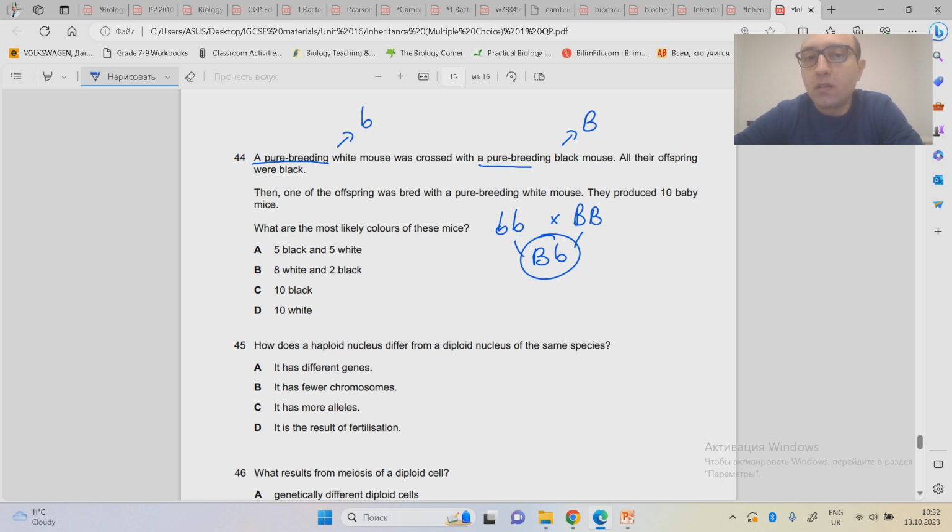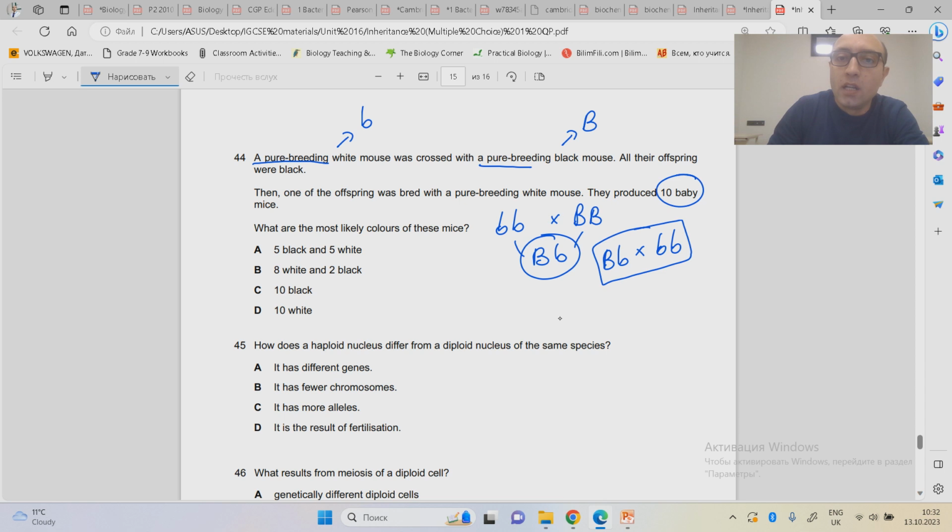Then one of the offspring was bred with a pure breeding white mouse. So you are taking this offspring, and you are crossing it with a pure breeding white mouse, guys. It is written as small b, small b. They produce 10 baby mice. What are the most likely colors of these mice? Guys, if you cross these two parents, there is a 50% chance of having black and 50% of having white mice. So it's 50 to 50. Answer is A, 5 black and 5 white.